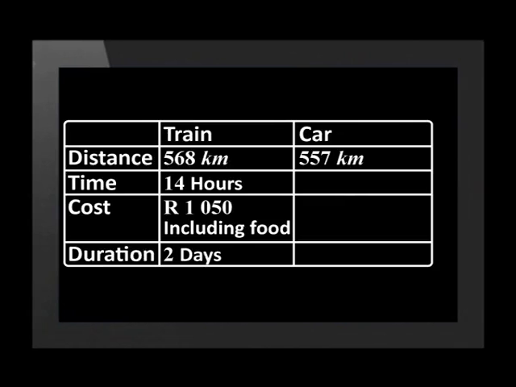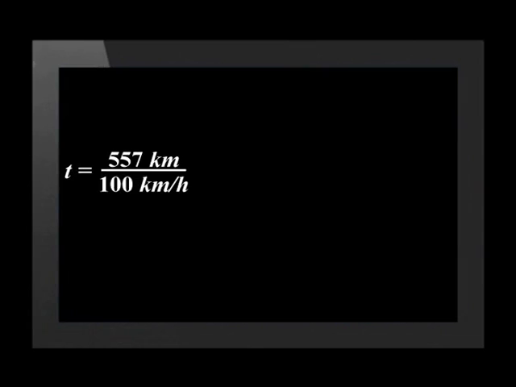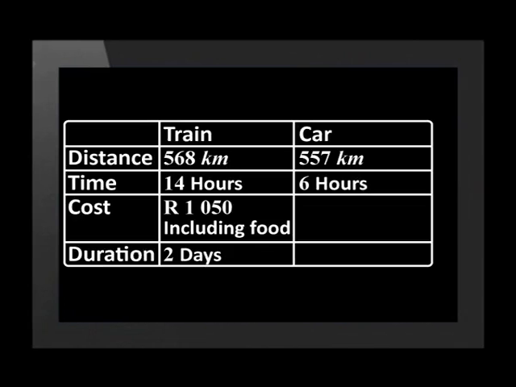We now need to calculate the time spent. To calculate the time taken, we need to know the speed at which the car travels. The formula used to calculate time is distance traveled divided by the speed at which the car travels. Let's assume the car travels at a minimum speed of 100 kilometers per hour. How long will it take this car to reach its destination? Time is equal to 557 kilometers divided by 100 kilometers per hour. This is equal to 5.57 hours. We can round off this value to the nearest hour. This gives the estimated time to be approximately 6 hours. We fill this into the table.